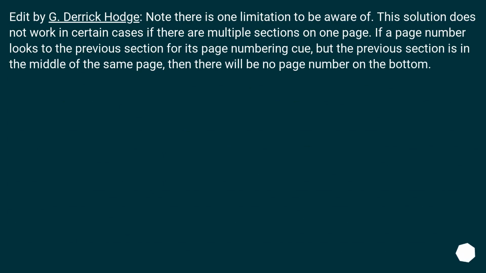Edit by G. Derek Hodge. Note there is one limitation to be aware of. This solution does not work in certain cases if there are multiple sections on one page. If a page number looks to the previous section for its page numbering cue, but the previous section is in the middle of the same page, then there will be no page number on the bottom.